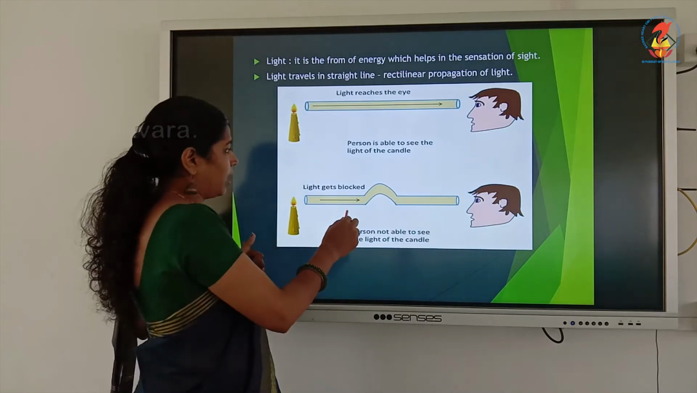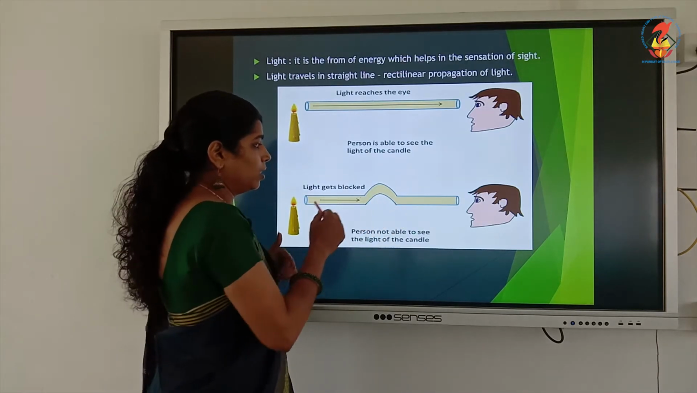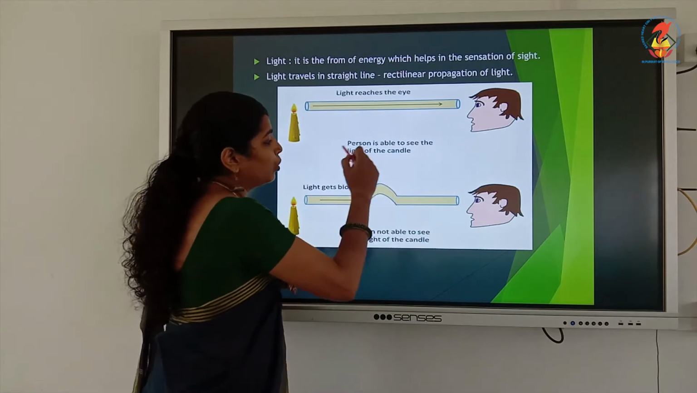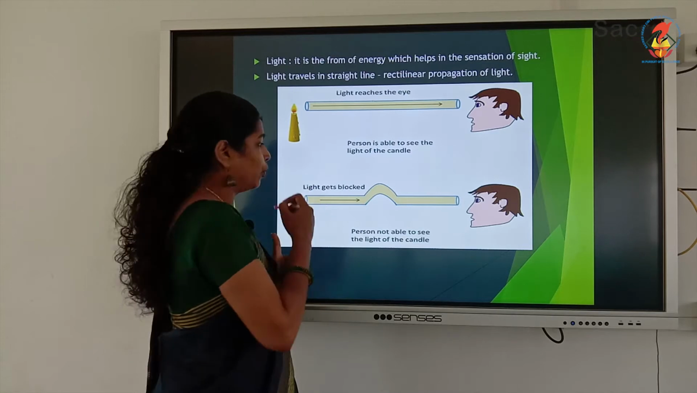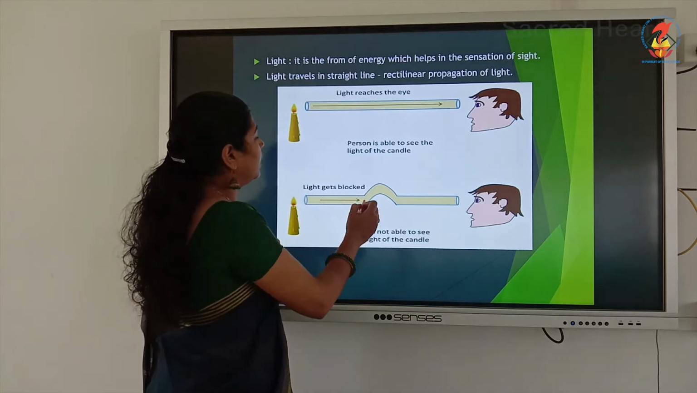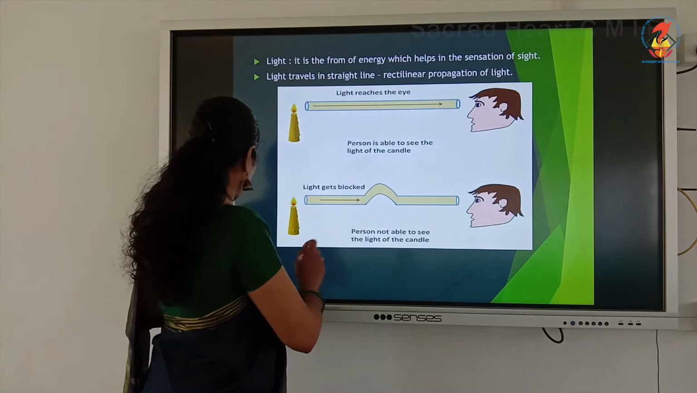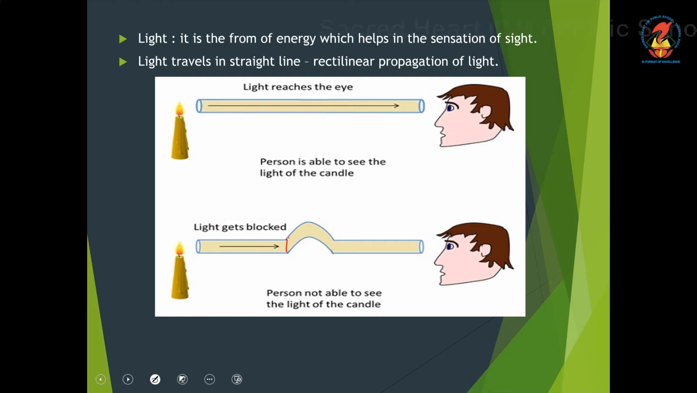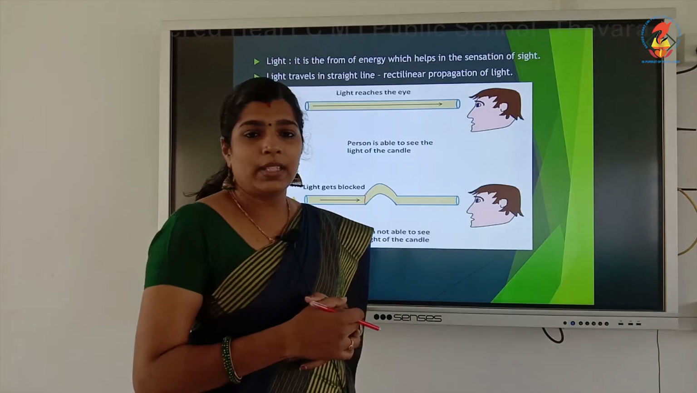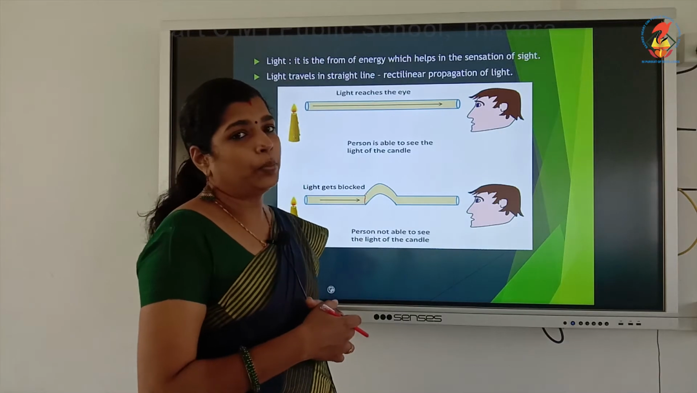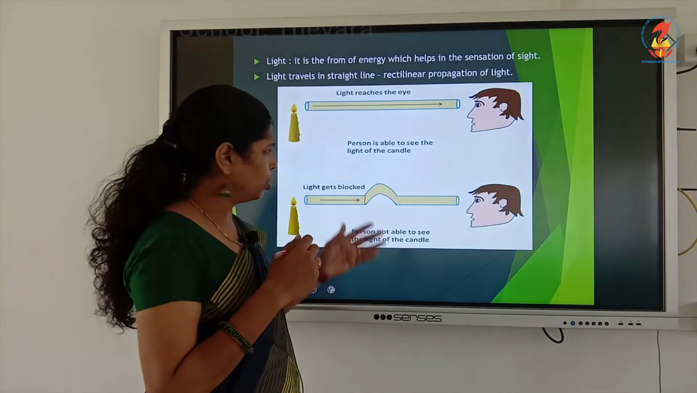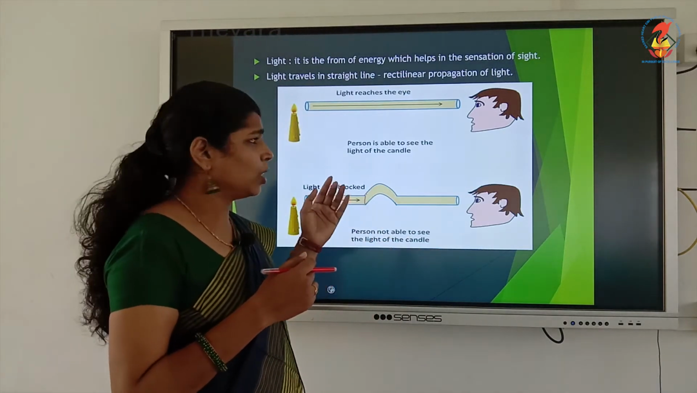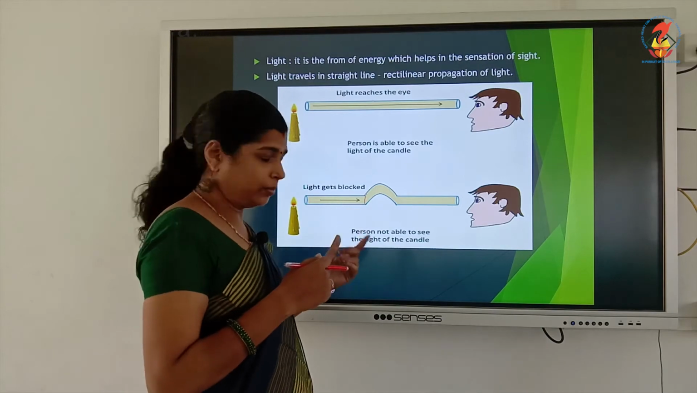Here in the second activity, there is a bend in this tube. So, when you view through a bent tube, you will not be able to see the candle flame. It means the light gets blocked here. So, we say that light travels in a straight line, and that property is known as rectilinear propagation of light. Many activities are there; this is the only one I mentioned here.